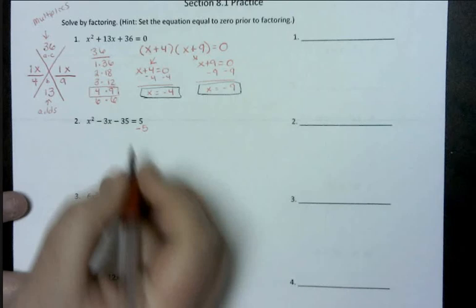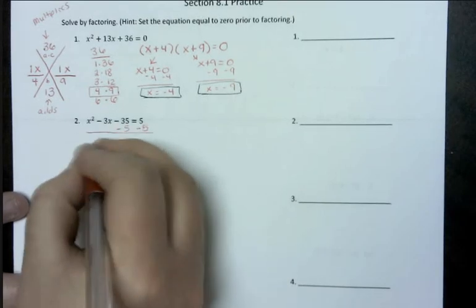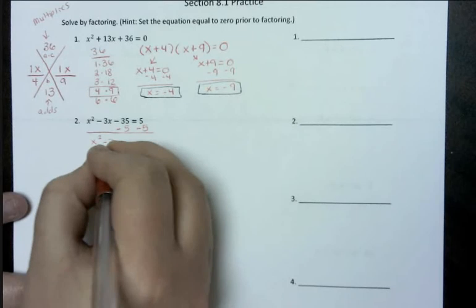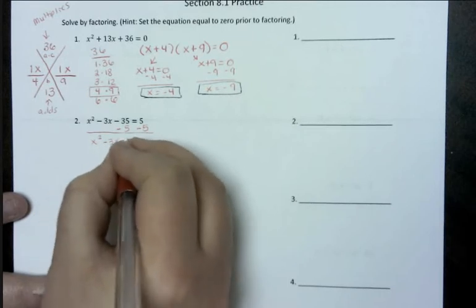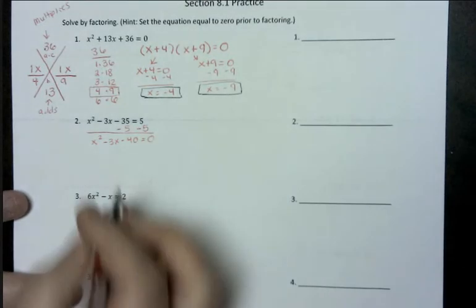And what we do to one side of the equation, you have to do to the other. So that gives us x squared minus 3x minus 40 equals 0. And then we'll do the AC method over here.